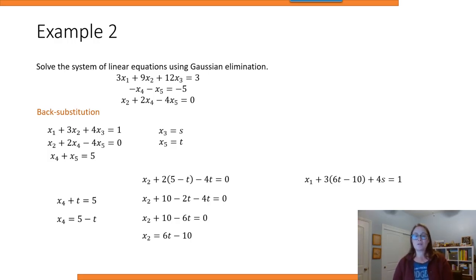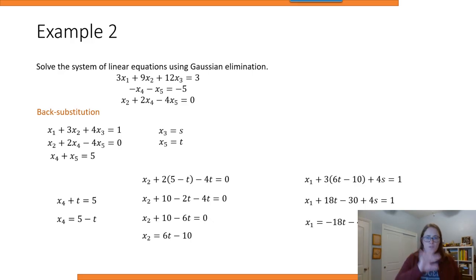And just like with the last one, I will simplify this and move everything that's not x1 to the right side of the equation. So distribute the 3 to 6t minus 10. And I don't have any like terms here, so I'm just going to move everything over to the other side. So I get x1 equals negative 18 minus 4s plus 31, because I added the 30 over and combined it with the 1 that was already on the right side.